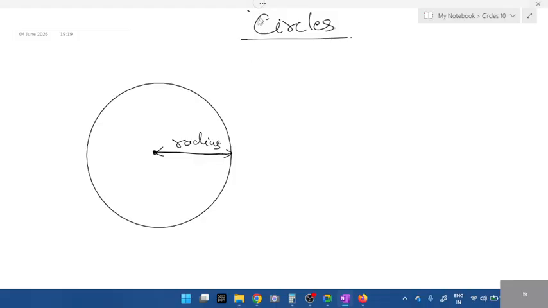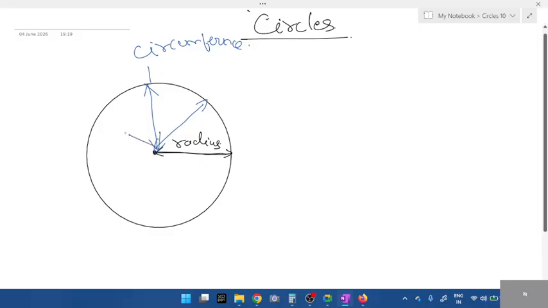Radius. Next, we have n number of radii. Example, this bicycle wheel. From the center, whichever lines touch the circumference. This outer part is known as the circumference. Fine. From the center, all these are radii. We have n number of radii here. All these are radii.